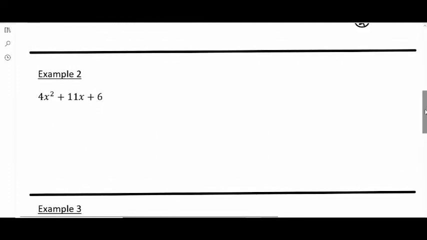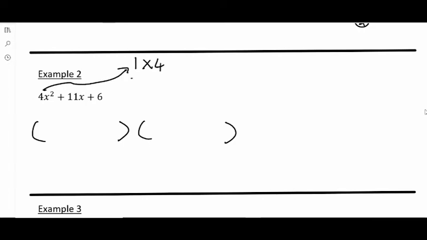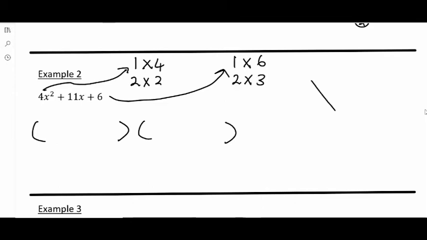Oh, this one sucks. So what if I told you again it's still another binomial by a binomial, but this makes our life a little bit more tough because we have 1 and 4 and 2 and 2. It's not a prime number. And this is also not a prime number. Oh my goodness, that's 1 and 6 and 2 and 3. Now the permutations have just increased on what we can do here. We can either have a 2x and a 2x or a 4x and a 1x, and oh my goodness me, we're aiming for a plus 11.